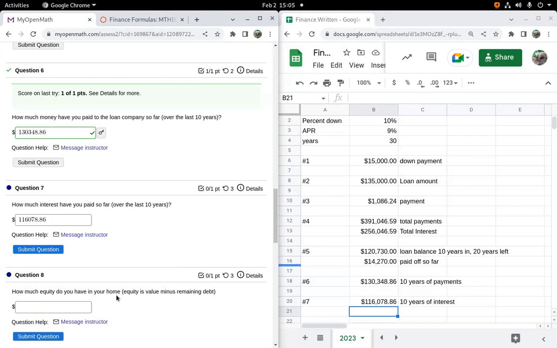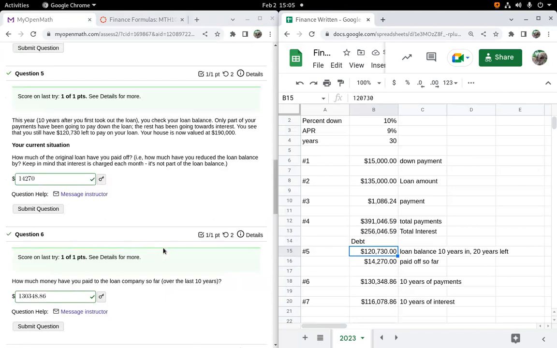How much equity do you have in your home? Equity is the value minus the debt. Okay, so what's my current debt? Line 5 here, this is the remaining balance after 10 years. So this right here is my debt. That's what I owe 10 years in as of now.